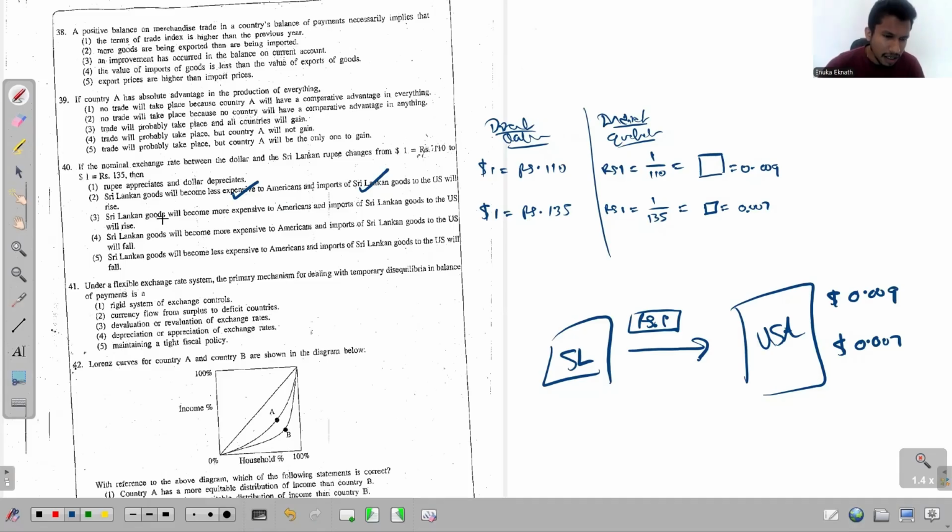The third one, Sri Lankan goods will become more expensive. No. Fourth one, Sri Lankan goods will become more expensive. Again, wrong. Sri Lankan goods will become less expensive to Americans, and imports of Sri Lankan goods to US will fall. Now it's very much cheaper for them, so they will demand more, we will export more, so they will import more. This second part is wrong, but in statement 2 both parts are correct. So the answer for this question 40 is the second one.